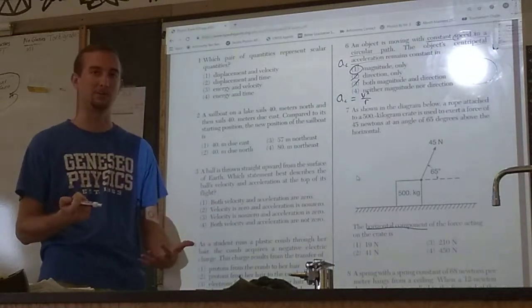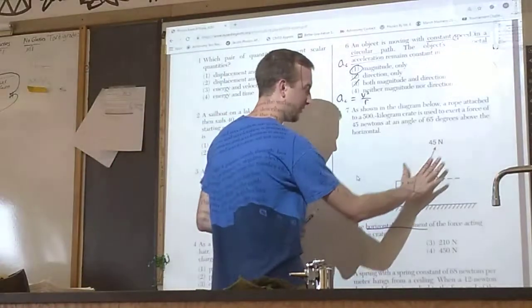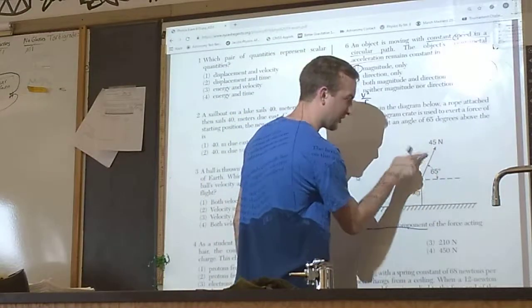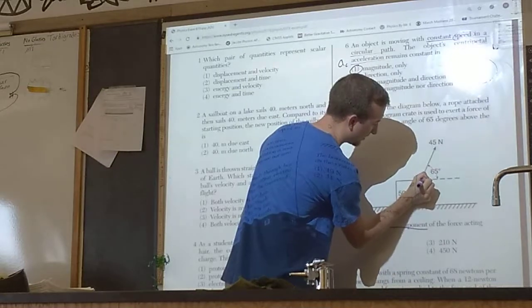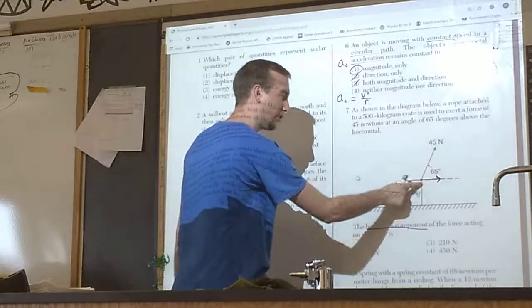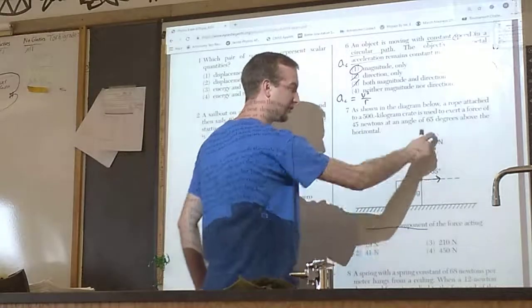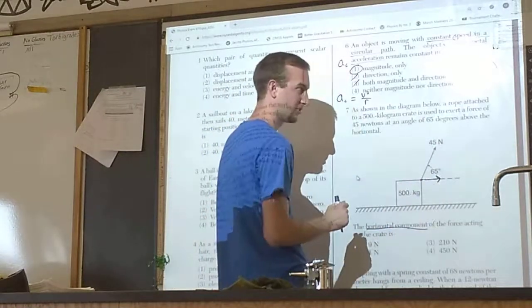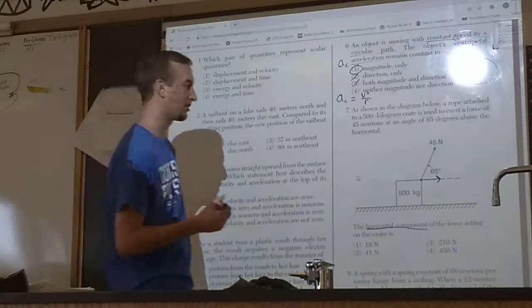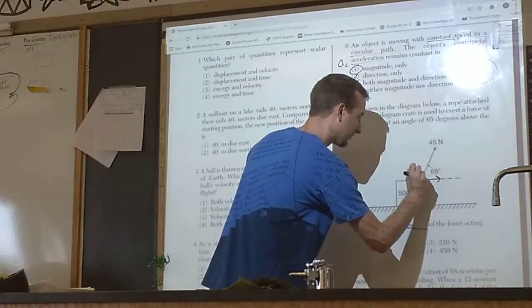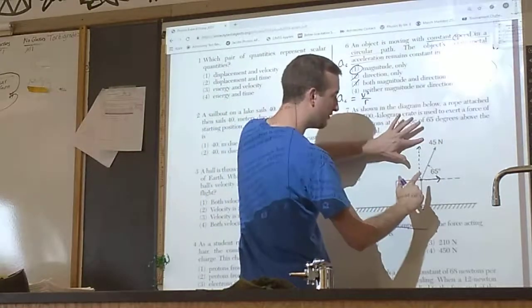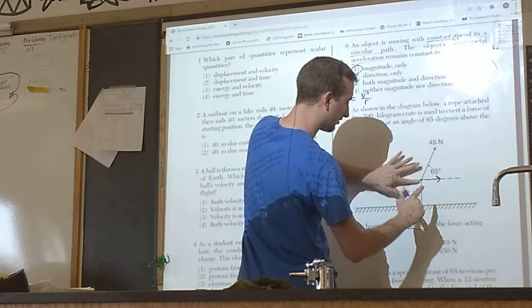Think of it like a trig problem, okay? You are asked for a horizontal component. That means the extent of this vector in the horizontal direction. That's what we're looking for. If this is 45 newtons, how big is this? And you've got to visualize this for a second. What would a vertical component look like? Well, it would look like this. And I'm going to take that vertical component and move it to make this problem look a little bit easier.